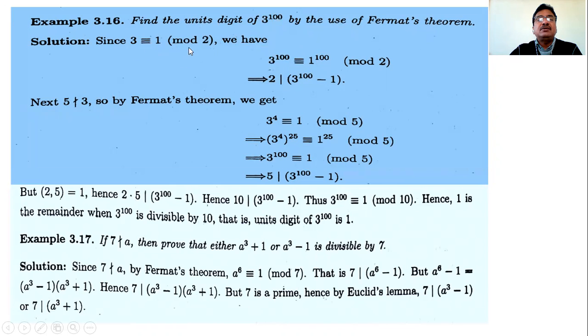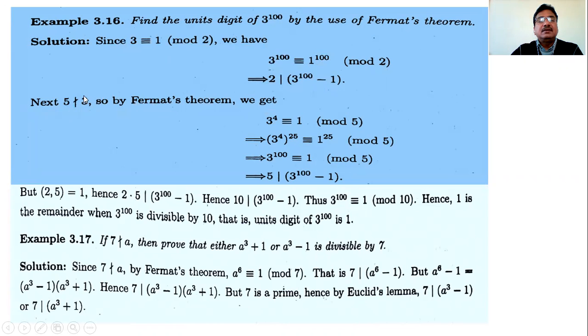So we start with 3 is congruent to 1 modulo 2, because 2 divides 3 minus 1. Then taking the 100th power of this, 2 divides 3 raised to 100 minus 1. And 5 does not divide 3.